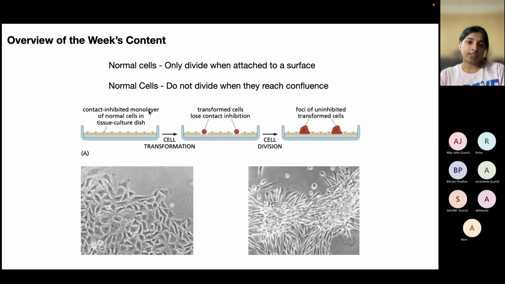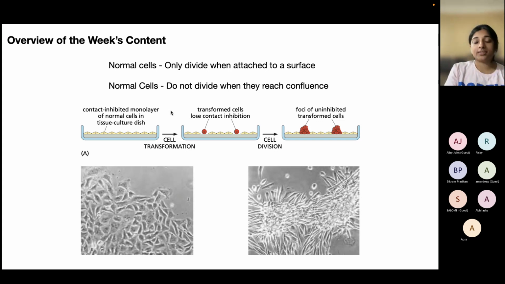It is that normal cells only divide when they're attached to a surface. This is what I was earlier mentioning. In your tissue culture dish, the cells are adherent. They need to bind to the tissue culture dish, and only then will they start dividing. In suspension, these cells will be unable to divide. However, in cancer cells, that is not necessarily true. They have been shown to divide even in suspension cultures.